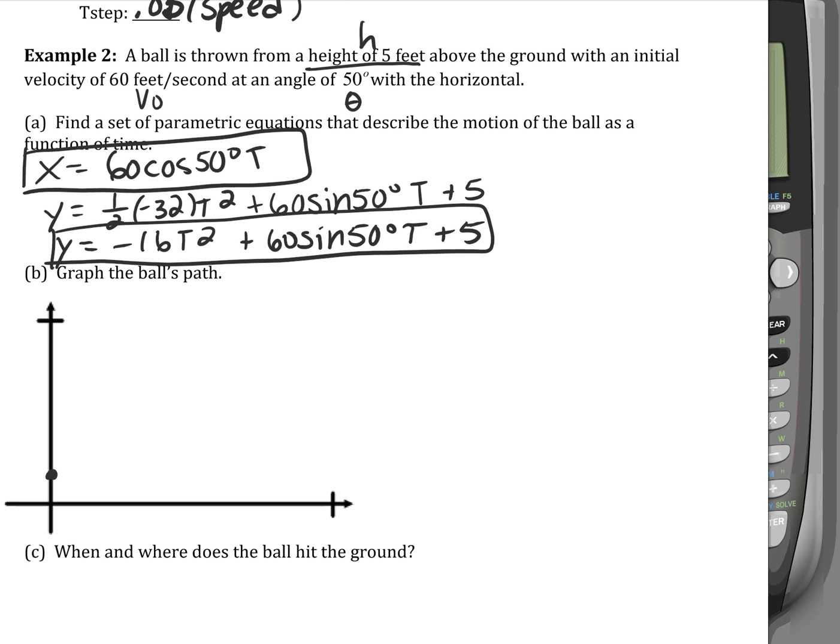Now, let's graph what's happening here. It goes up from 5 feet, comes back down. We can do a little bit better job of that. So this is starting at 5. This is our max height. So we're definitely going to need that negative b over 2a in this situation if we're trying to find that max height. And then here is where it hits the ground.